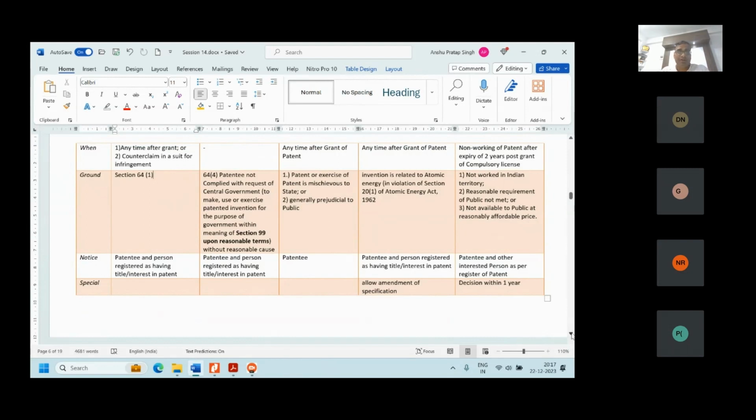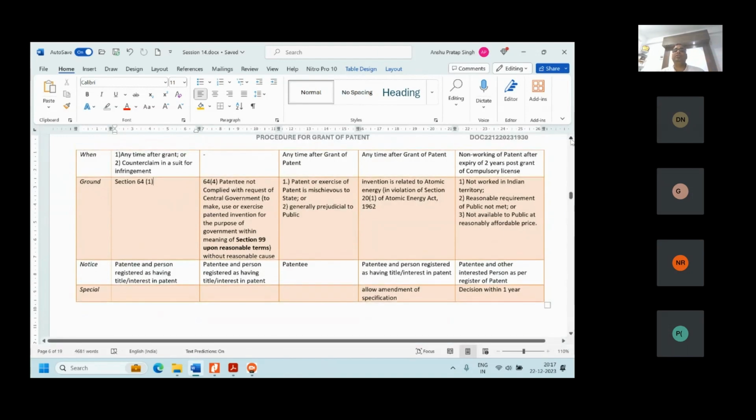Similarly, if it is a dispute between the person interested, or the central government has asked for revocation after the grant under 64(1) on the basis of grounds which we have discussed earlier, then again the patentee and the person registered who has title or interest in the patent will be notified, heard, and it will be decided. This is the procedure in the High Court.